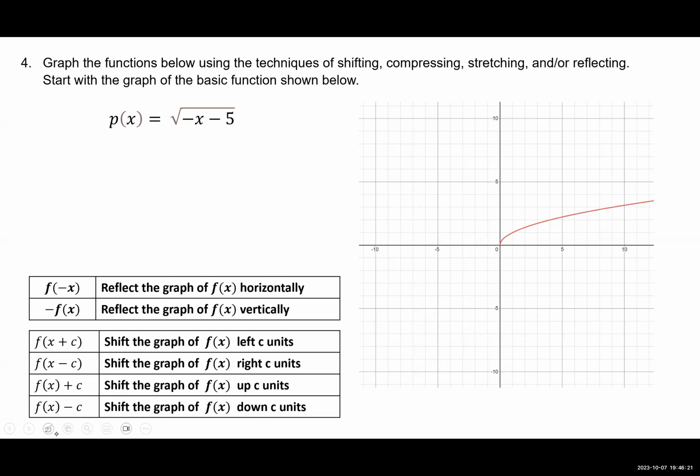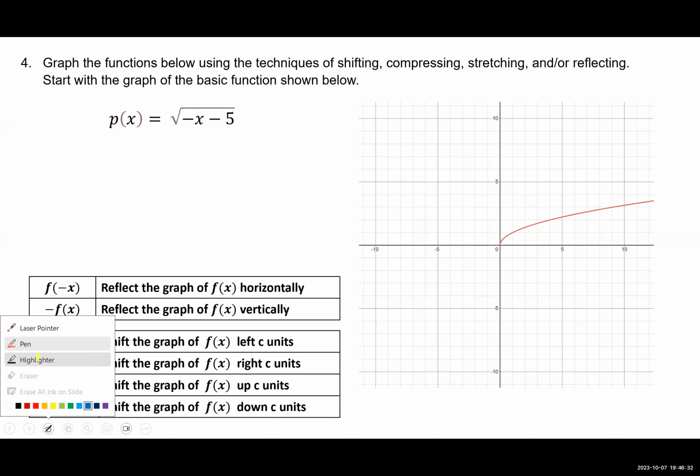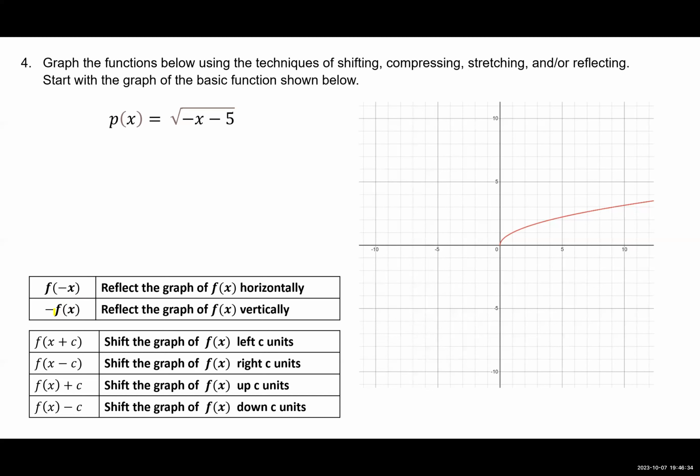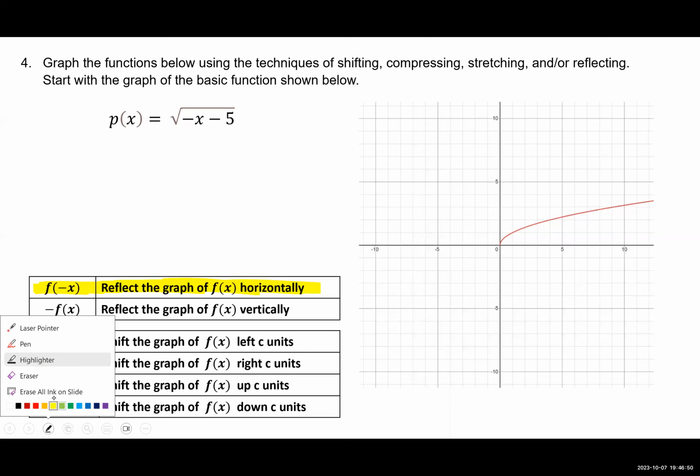So what we need to do is have that negative sign in front of the x. Well, if we're going to use the fact that f of negative x is a reflection of the graph horizontally, left to right, over the y-axis, that negative sign has to affect everything under the square root. So we have to make that negative sign affect the 5 also.